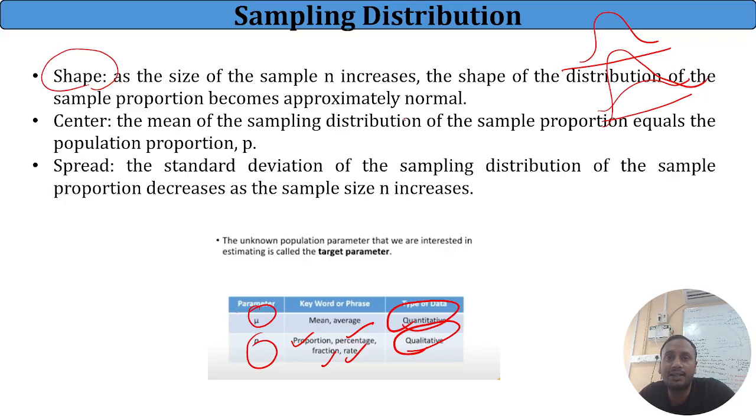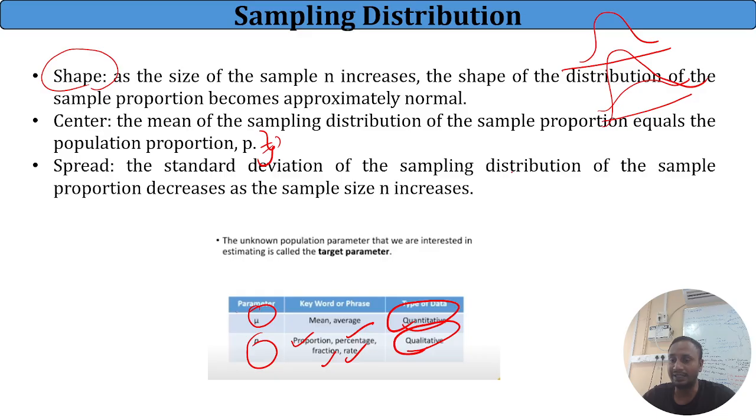Then the center. The mean of the sampling distribution of a sample proportion is equal to the population proportion. It's another property of the sampling distribution. Then the spread. The standard deviation of the sampling distribution of a sample proportion will decrease when the sample size increases. Why? It gives confidence. Say I have a very narrow region, only 10 as the sample size, and I have to calculate. In that case the chances of error will be high, maybe type 1 error or type 2 error. Why? We don't have the freedom to quantify.